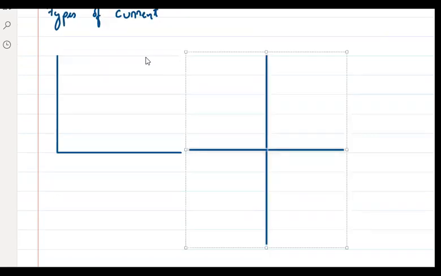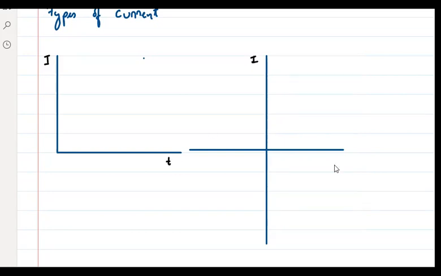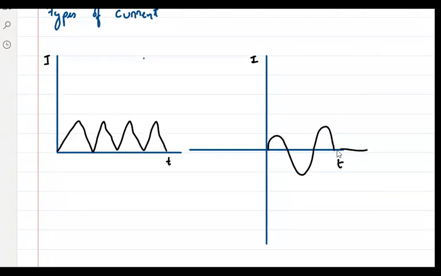Okay, so let us just have an I versus t graph, or current versus time graph. This is also a current versus time graph. Let us have one current like this, and one current like this. What is the difference between these two currents? Tell me, what is the difference between these two currents?